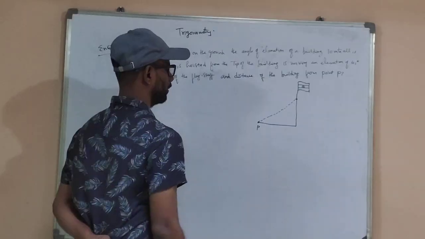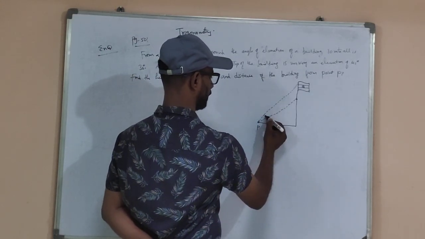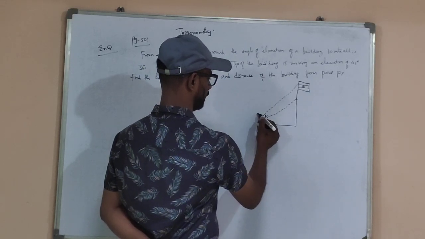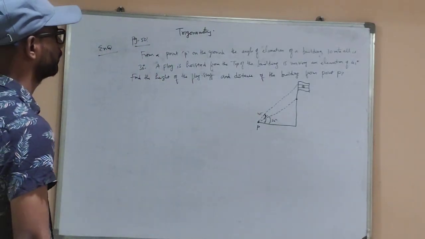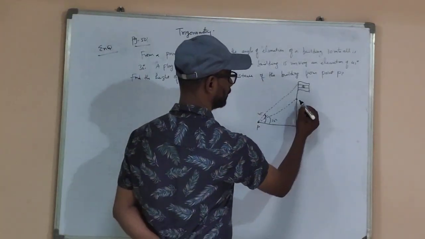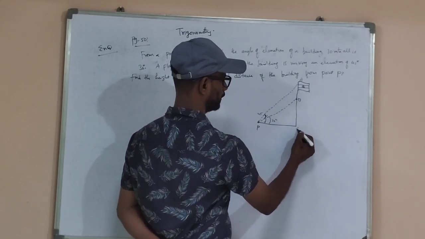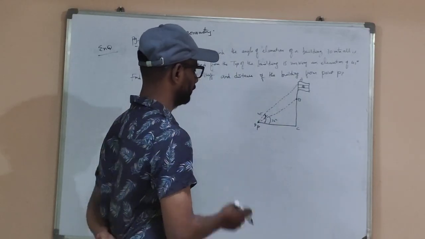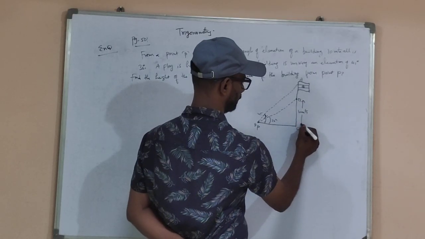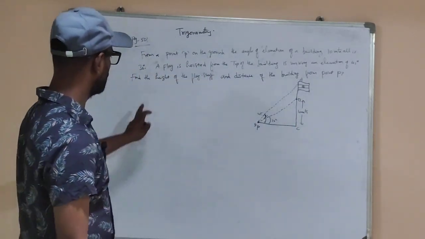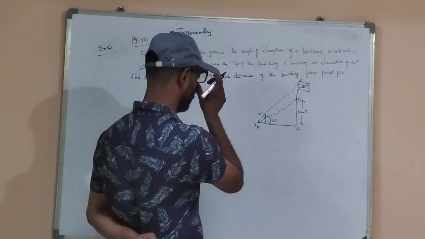From that point, the top of the flag makes 45 degrees in total. Next, the top of the building makes 30 degrees. Now, what is he asking? The points are A, B, C, D, and this height BC is 10 meters, the top of the building. Finally, find the height of the flag and the distance of the building from the point P.